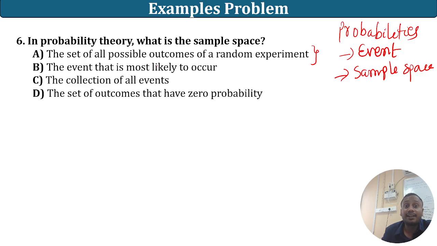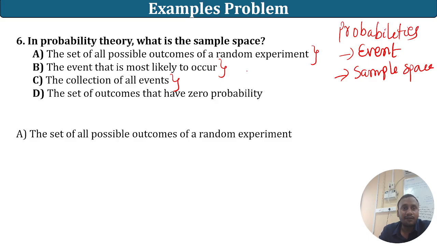Then the event that is most likely to occur. Again, it's random only, it cannot be the definition of an event. Event is there, but that is the one most likely to occur. Then the collection of all events. Then the set of outcomes that have zero probability. It's like there are all possibilities in a sample space. So it's a collection of all events, sample space, the event that is most likely to occur also.